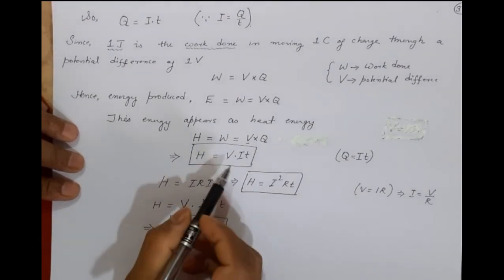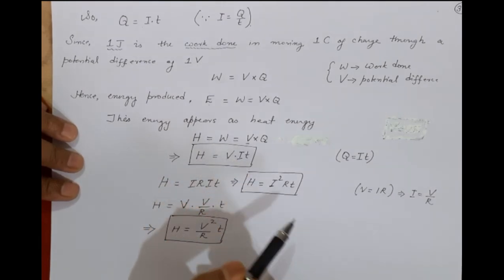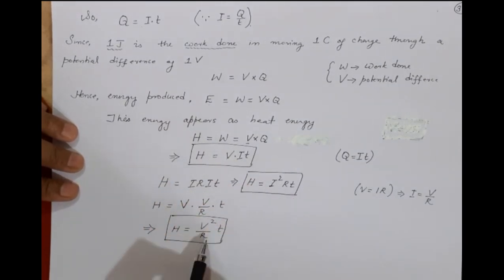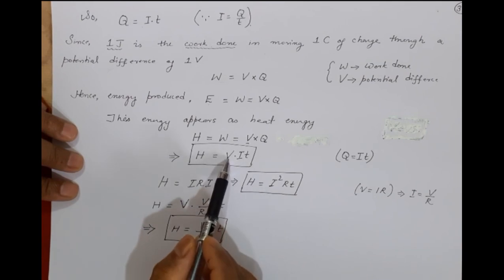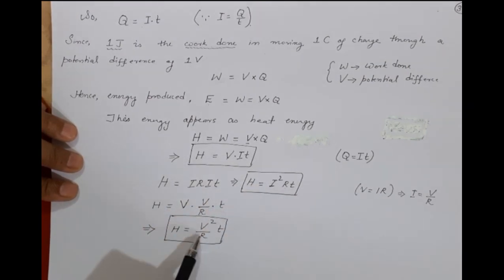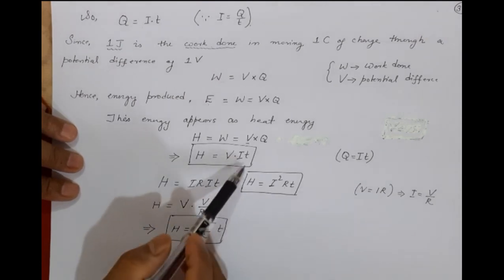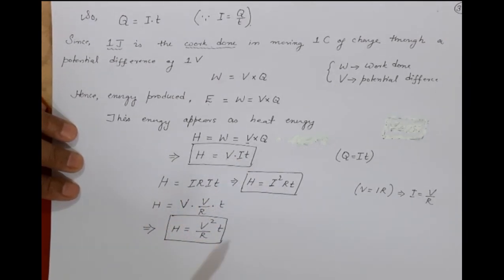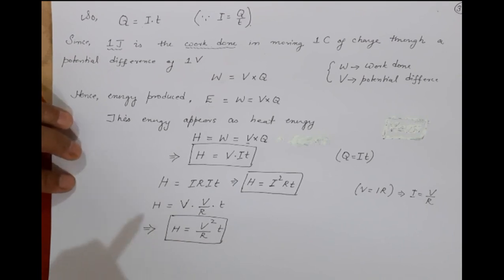The main formula is VIT. You can remember this as the easiest one, and use I square RT if the voltage is not given but current and resistance are given. If the current is not given but voltage and resistance are given, you can use this one. Remember, T is there everywhere. So this is the expression for the heating effect of current, or Joule's law of heating effect.